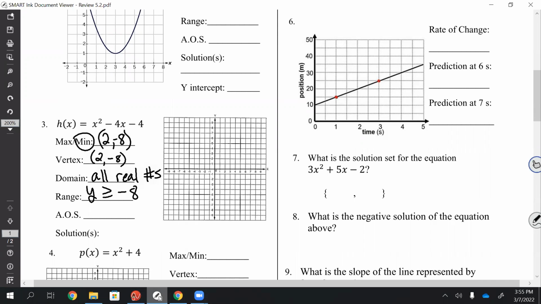Your next thing here, AOS, that is the axis of symmetry. To find that, you look at your vertex again, but you look at the x coordinate. So we're going to say x equals, and what is the x coordinate of our vertex? 2. So that would be our axis of symmetry.